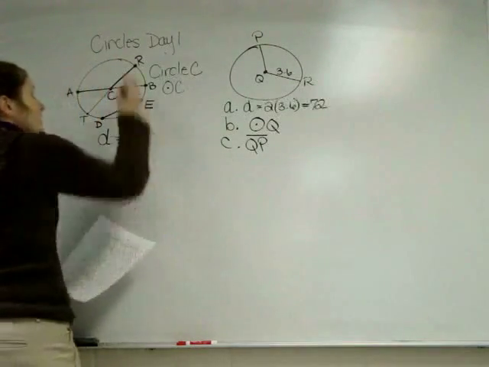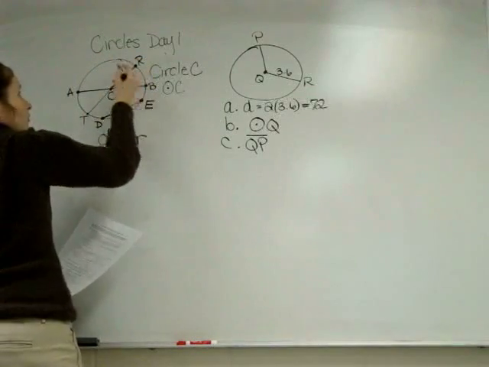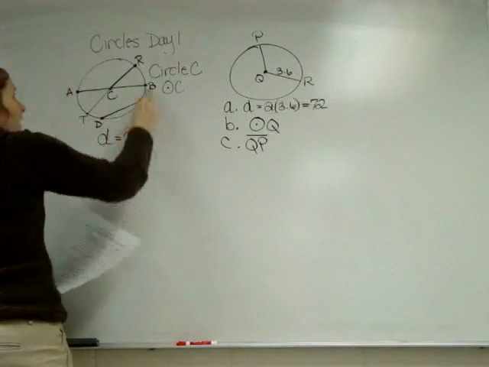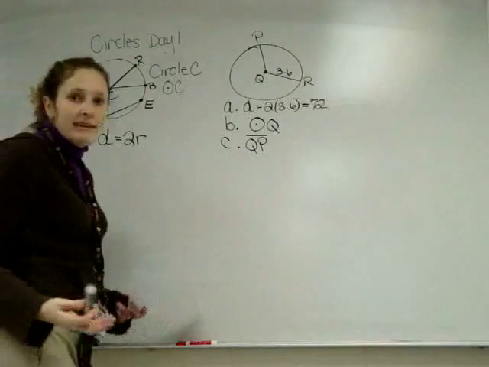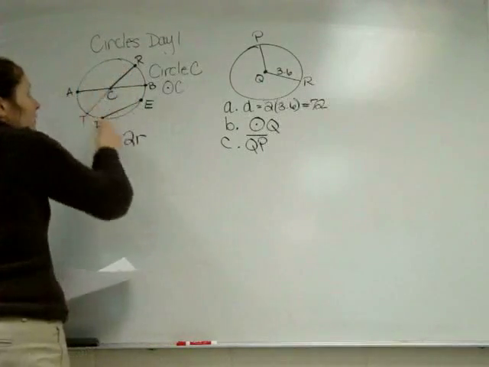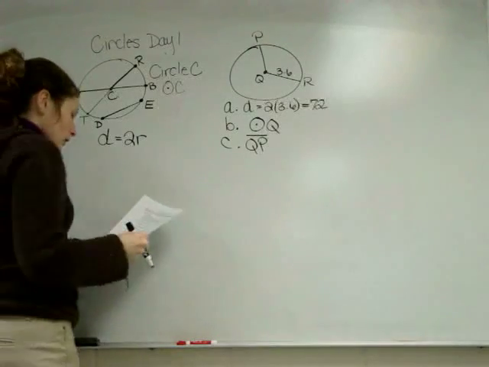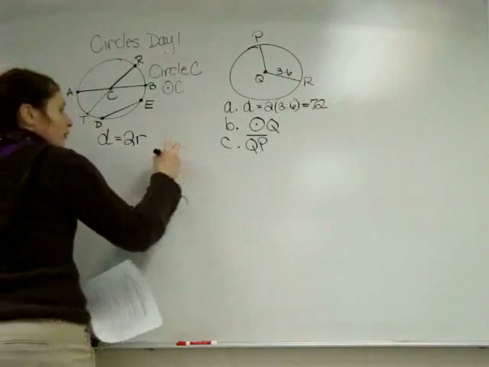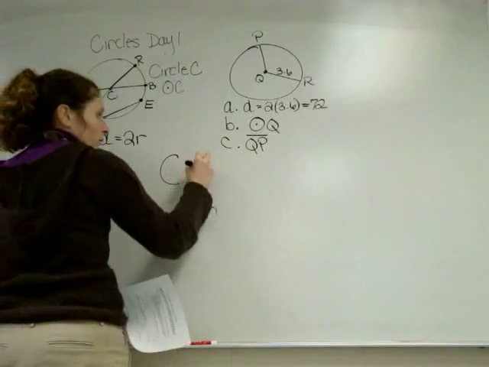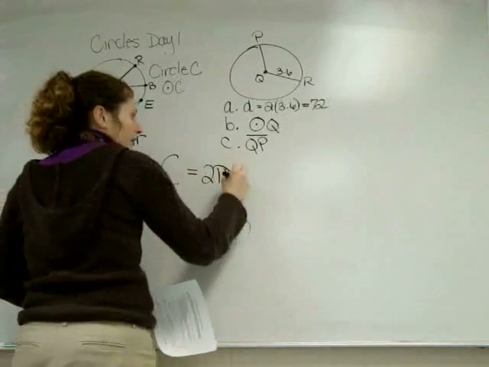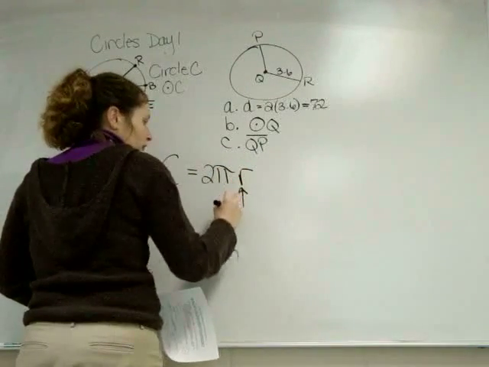Okay. Last thing in terms of vocabulary to talk about is the circumference. The circumference is the distance all the way around the circle. So if I measured that and I found, let's say, I don't know, it's 18 inches, then the circumference is 18 inches, the distance around the circle. Okay, the formula is circumference, C, equals 2 pi r, where r is your radius.